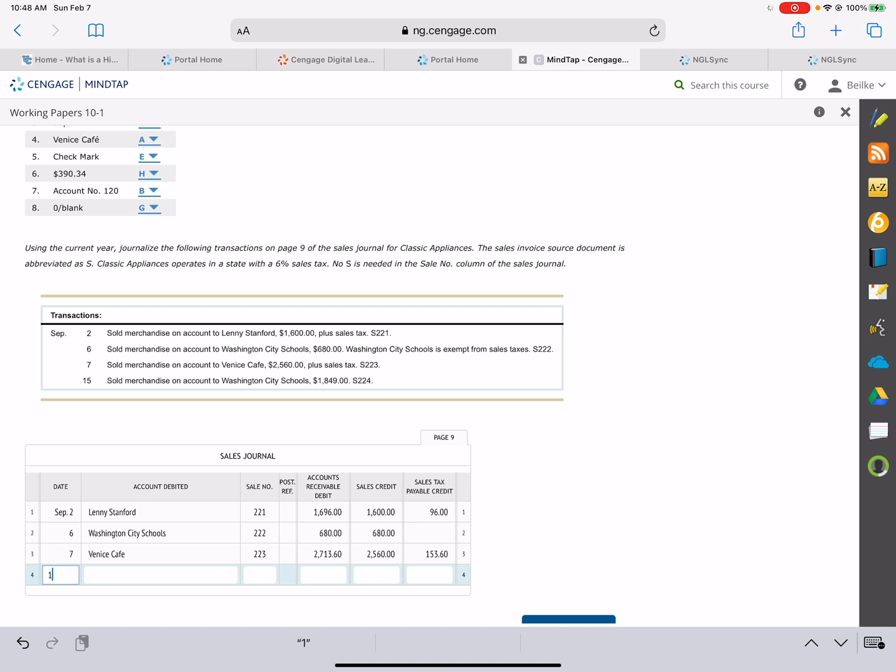The date is the 15th on the next one. We sold merchandise on account to Washington City Schools again. And again, remember, Washington City Schools from up above here is exempt from sales tax. The invoice number is 224. Our total amount of our sales is $1,849. And that is the amount that goes in our accounts receivable also, because they are exempt from taxes.